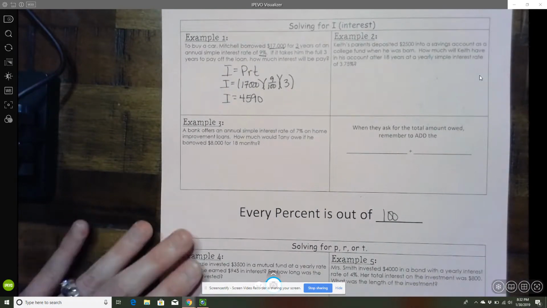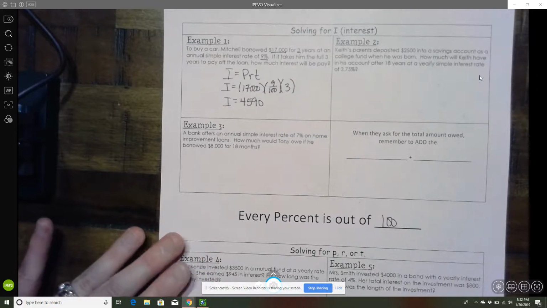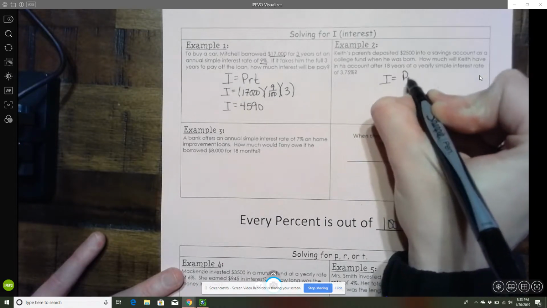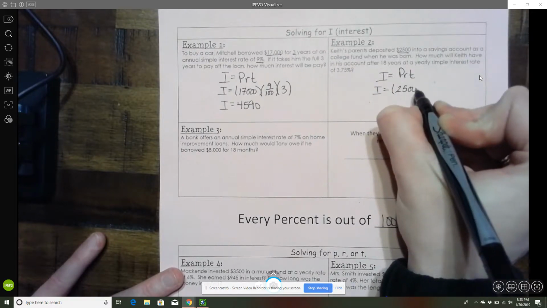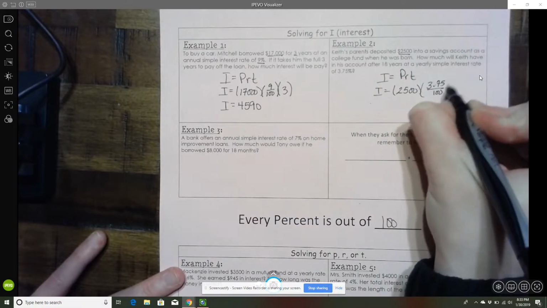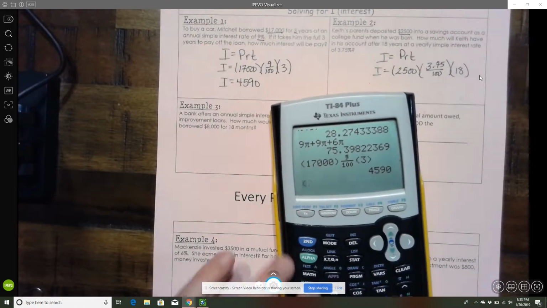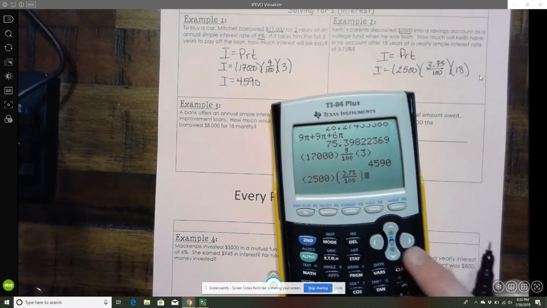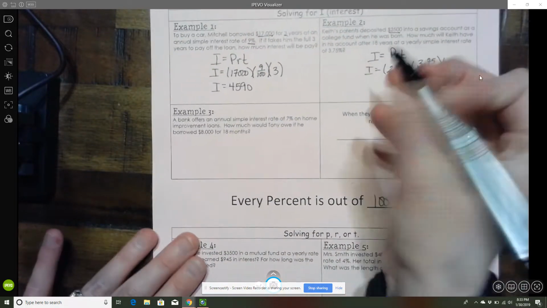So example 2, Keith's parents deposited $2,500 into a savings account as a college fund when he was born. How much will Keith have in his account after 18 years at a yearly simple interest rate of 3.75%? So I equals PRT. So my principal here is the $2,500. That's what he starts with. My rate is 3.75%. So I can just stick that over 100. And then the time is the 18 years. And so $1,687.50.